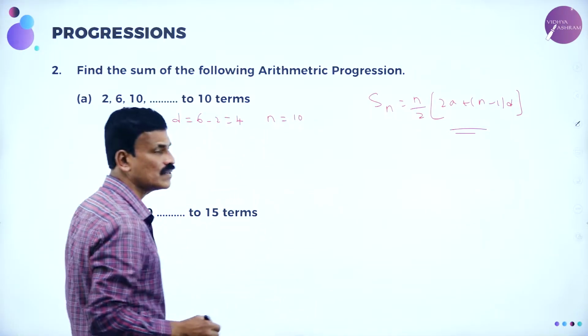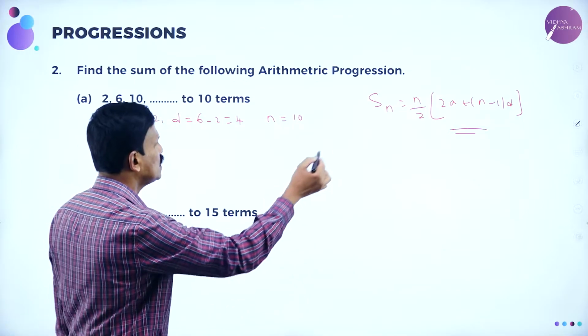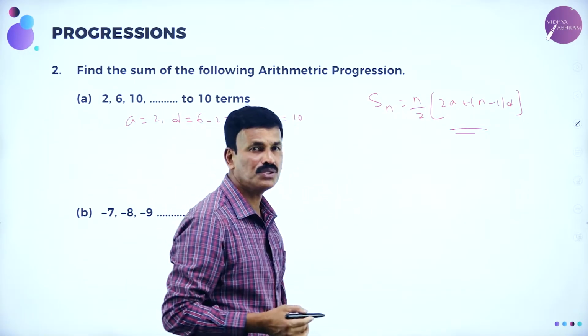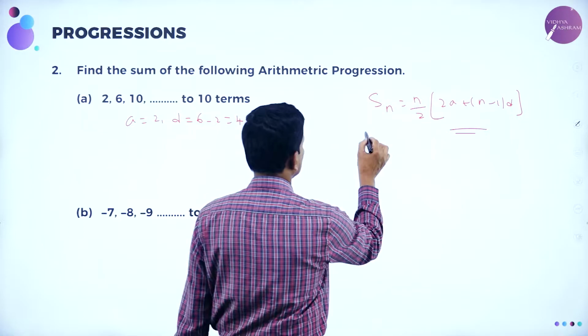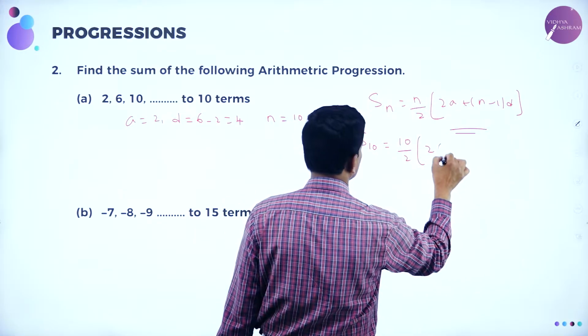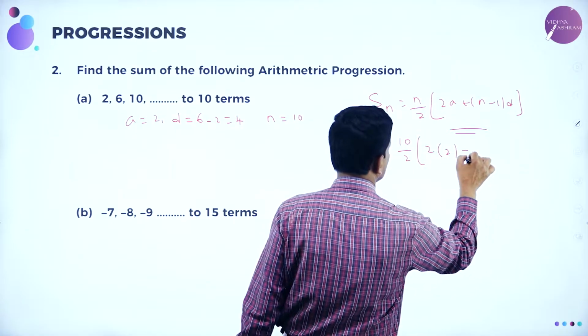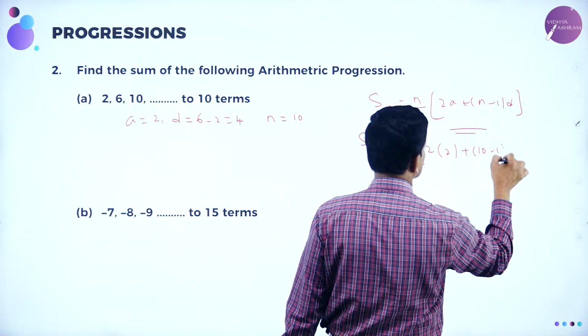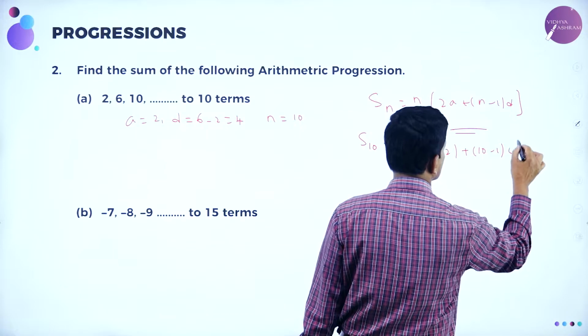So, what is the formula? Sn = n/2 × (2a + (n − 1) × d). Put n = 10. S10 = 10/2 × (2 times a, which is 2, plus (n, which is 10, minus 1) × the common difference d, which is 4).